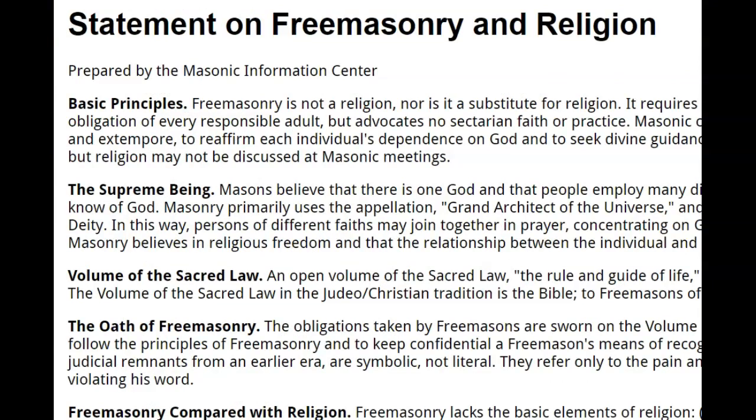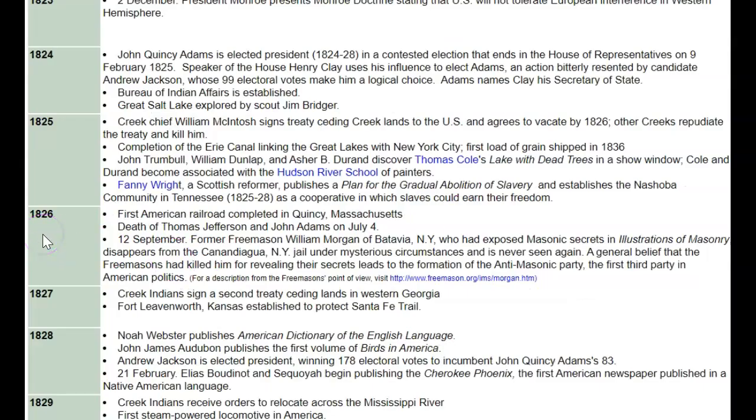Freemasons was another group that formed, and the Freemasons basically believed that Freemasonry is not a religion, but it does stress that there is one supreme being and no women are allowed. Well, okay. Well, in 1826, former Freemason William Morgan of Batavia, New York, exposed Masonic secrets in Illustrations of Masonry, and he disappeared from Canandaigua, New York jail under mysterious circumstances, never seen again. A general belief that the Freemasons had killed him for revealing their secrets leads to the formation of an anti-Masonic party, the first third party in American politics. What's up with that?